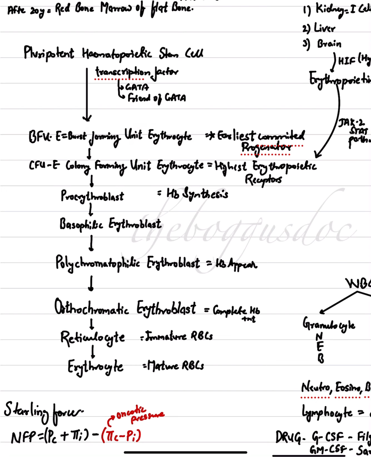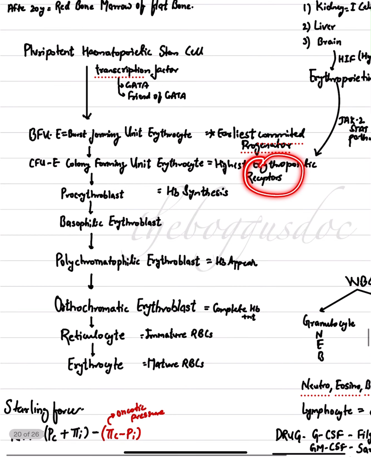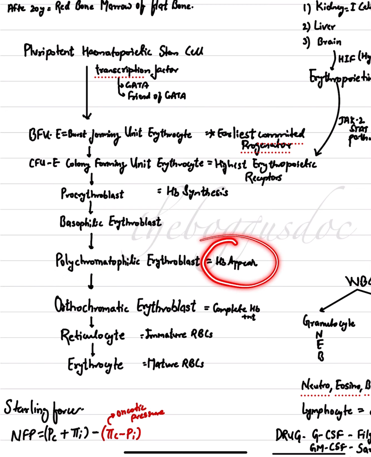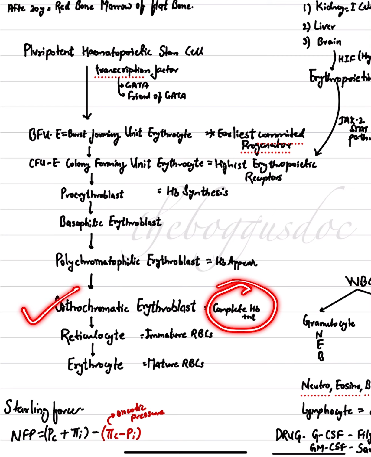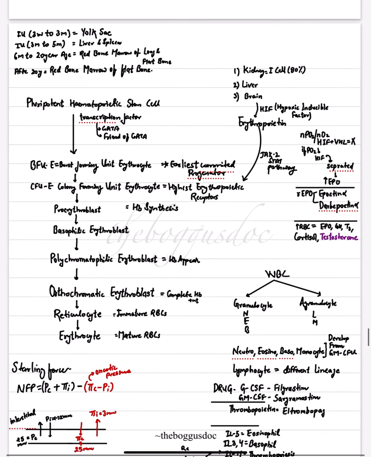We are coming to the erythrocyte lineage, and the highest erythropoietin receptor is in the colony forming unit. You can remember, in the colony we have the receptor. So we have the highest erythropoietin receptor there. The proerythroblast means hemoglobin synthesis is maximum and started from here. The color changes and the chromatic appearance becomes multiple, that is polychromatic, where hemoglobin appears first, and the complete hemoglobin is present in ortho. Just like orthopedic is complete doctor, you can remember like this: the complete hemoglobin is present in the orthochromatic erythroblast.